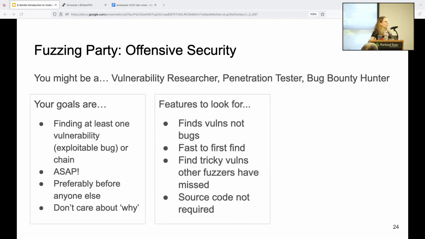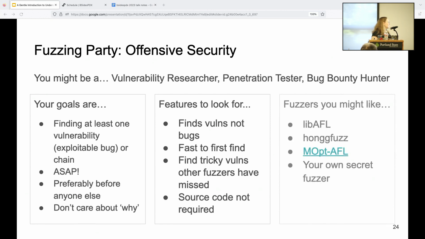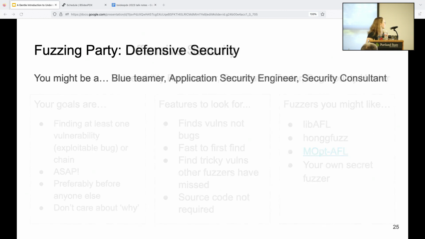So they're looking for fuzzers that will be fast to find. They want to find vulnerabilities, not bugs. Bugs are basically a waste of their time. And they want to find tricky things. And ideally, source code not required, because realistically, most of the time, they don't have it. I'm going to skip that section, but here's a list of fuzzers that people like that might like. Every slide has one of these.